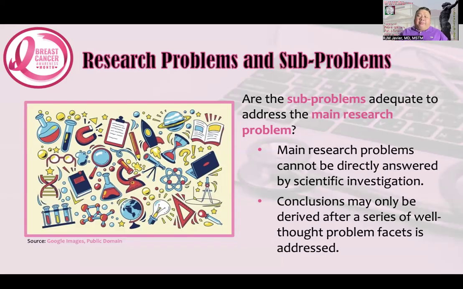So main research problems can be directly answered by scientific investigations, while conclusions may only be derived after a series of well-thought problem facets is addressed. So it's really a matter of how you break down a big problem to come up with smaller sub-problems that you can also objectively quantify and measure.